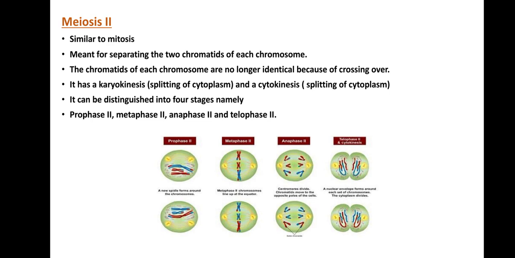Meiosis II can be distinguished into 4 stages, namely prophase II, metaphase II, anaphase II, and telophase II.